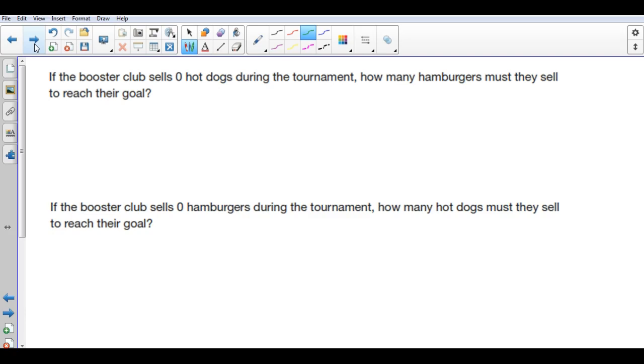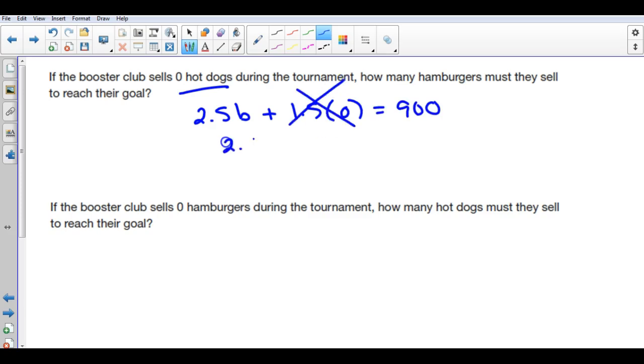So I want to brainstorm this first. If the hot dogs are cheaper, are they going to need to sell more or less to reach a goal? So imagine, they're selling something a lot cheaper than the hamburgers are, so it's going to take them a lot more hot dogs to reach their goal. So that number is going to be greater, and then the other one will be less than. So let's kind of just substitute these values in just like we did before. We're assuming 0 hot dogs, so 2.5 times b plus 1.5 times 0. We're assuming they're bringing in $0 from the hot dog, so that means that's going to go away. And you're left with 2.5b equals 900.